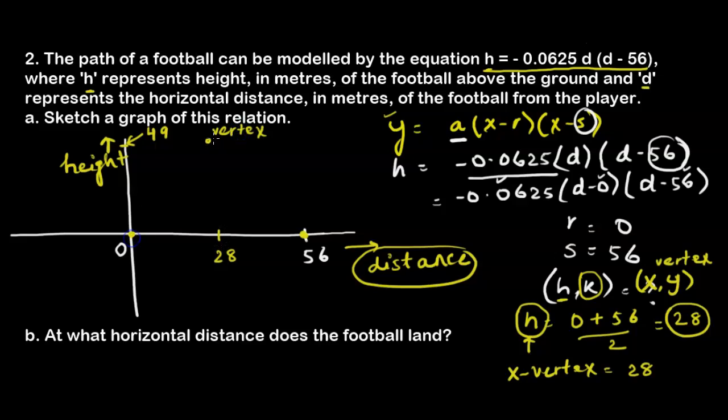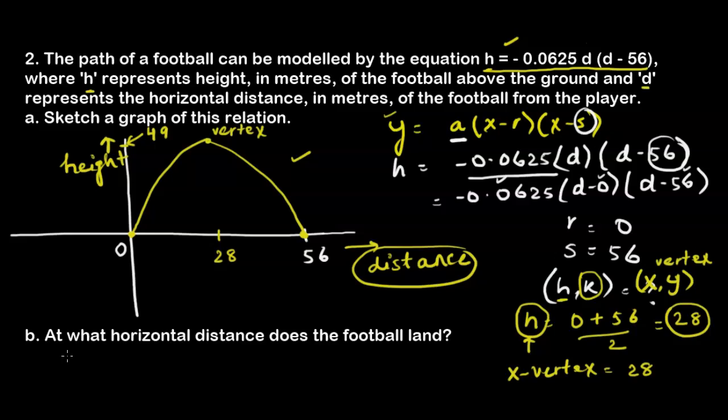Now we have 3 points, and after connecting these 3 points, we would get the complete path of the football in the form of a parabola. And this is how the parabola is going to look. So for this question, we've got the equation, we've got the graph. Let's go over the next part of the question.